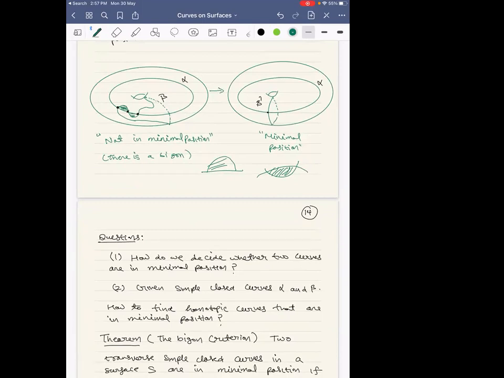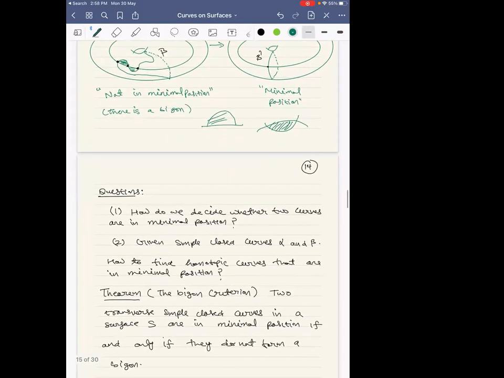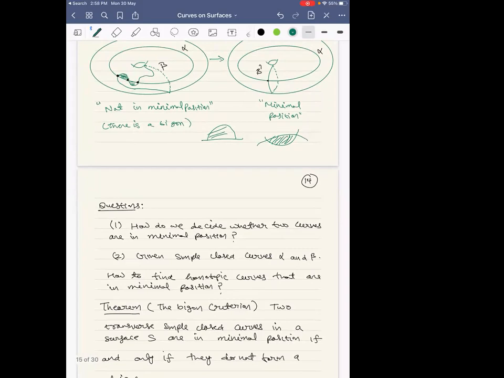First, how do we decide whether two curves are in minimal position? Given any two curves, how will we decide they are already in minimal position or not? Second, given two simple closed curves alpha and beta, how do we find homotopic curves that are in minimal position? So you look for curves in the free homotopy class of alpha and beta which are in minimal position. To ensure this, there is actually a finite criterion, known as the bigon criterion.